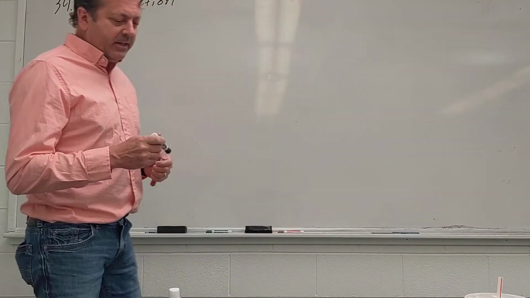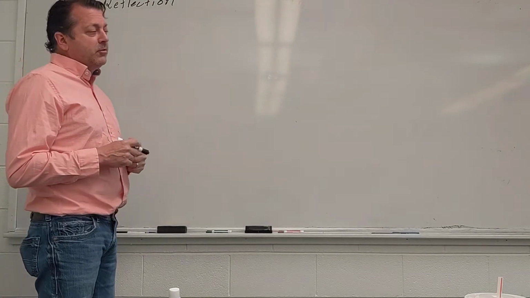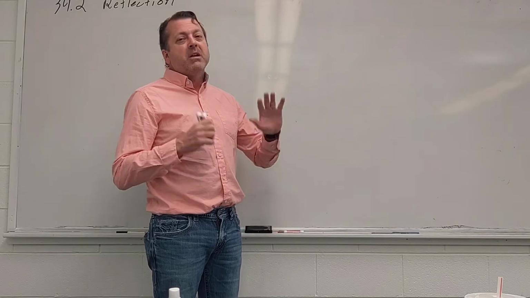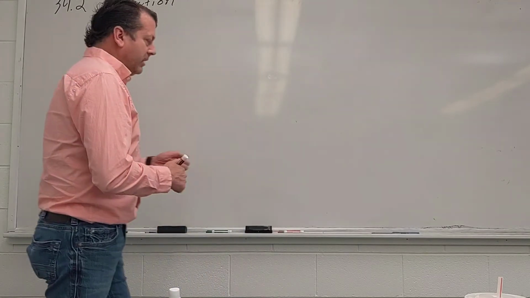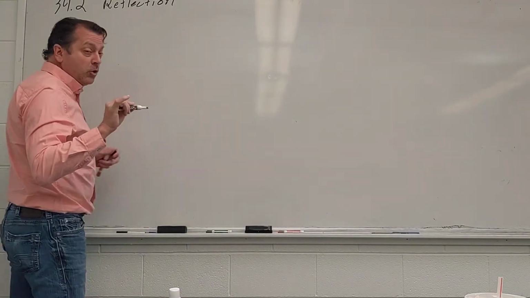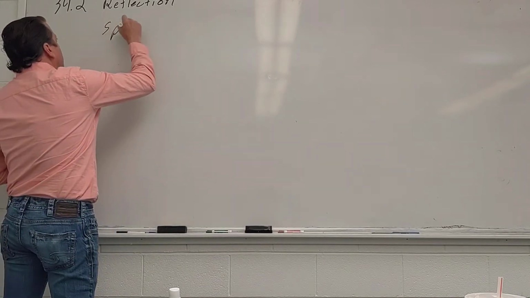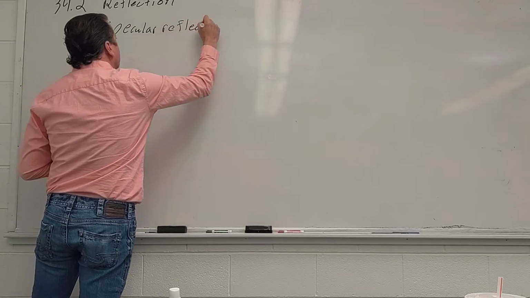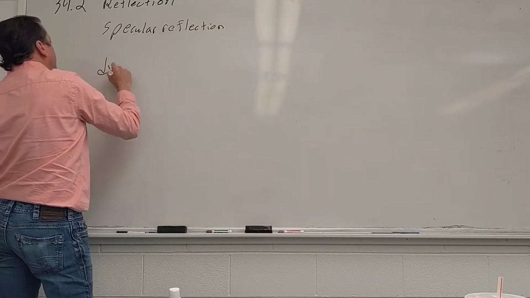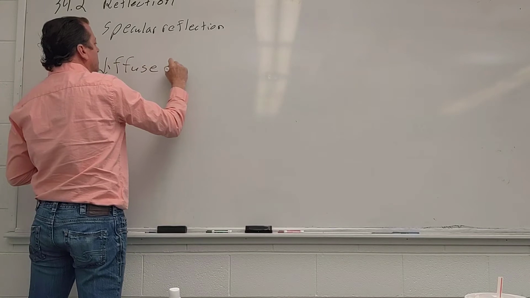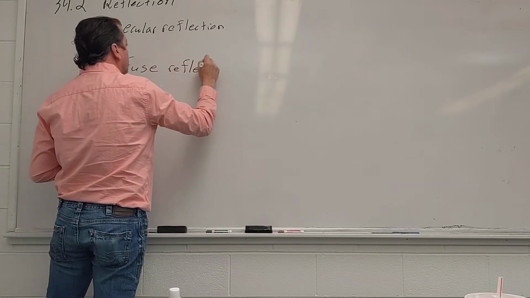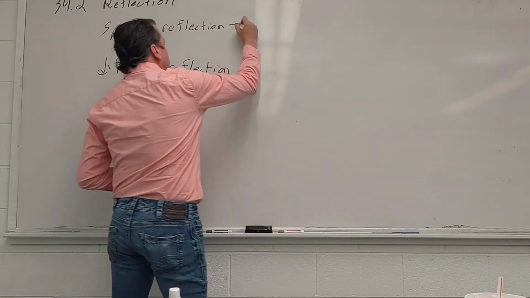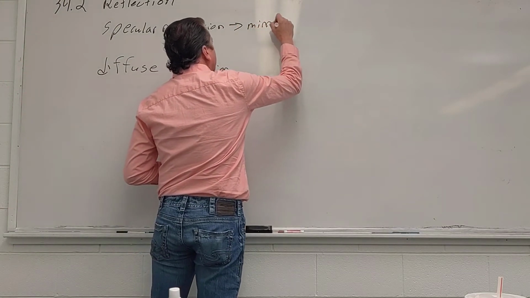But I want to talk about initially, when you do reflection, most of you like to think of reflection just as mirror type reflection. But that's not reality. Light reflects differently. There's actually two types of reflections. There's specular reflection, and then there is diffuse reflection. A specular reflection, mirror-like.